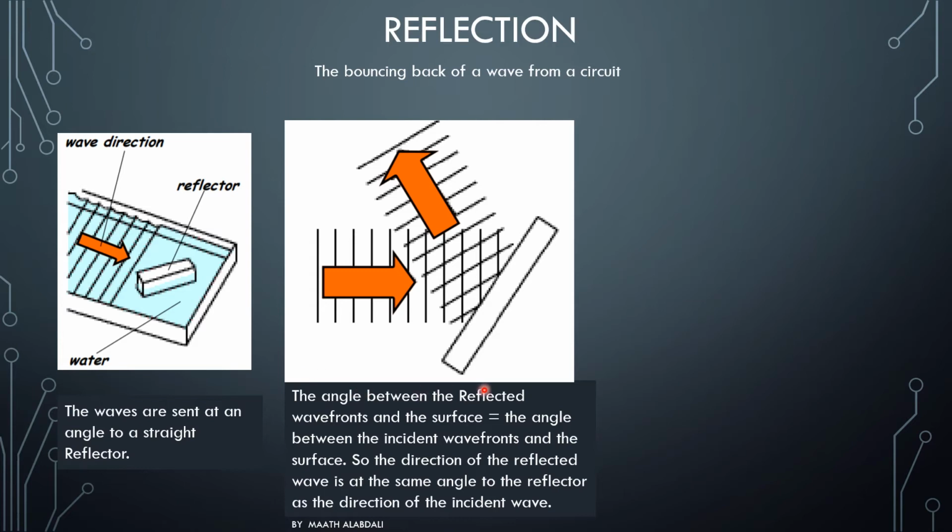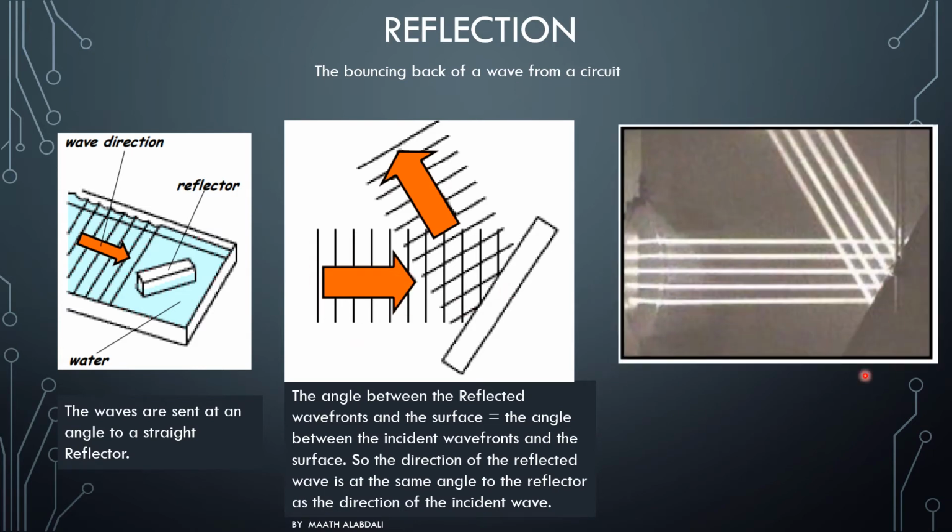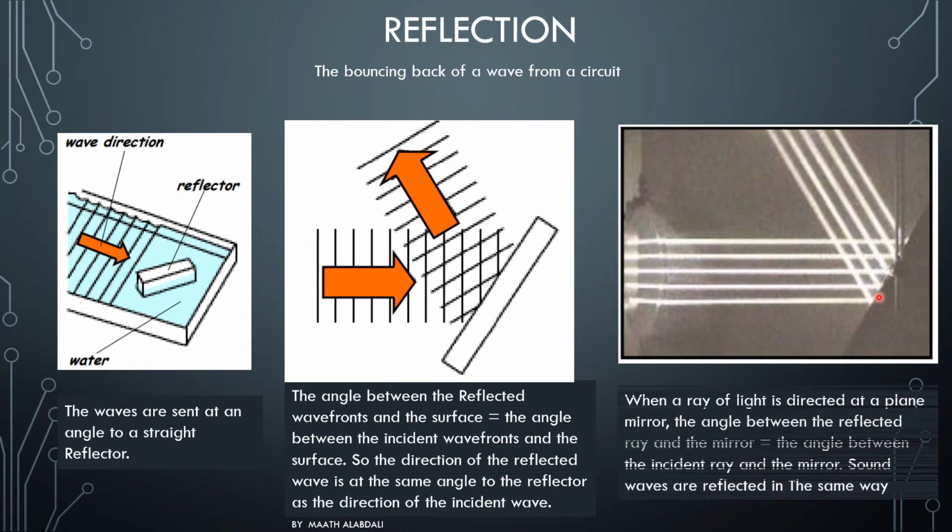So in here, the angle between the reflected wavefront and the surface is equal to the angle between the incident wavefront and the surface. So the direction of the reflected wave is at the same angle to the reflector as the direction of the incident wave. This is a demonstration with a wavefront instead of a ray, and this one is a ray.